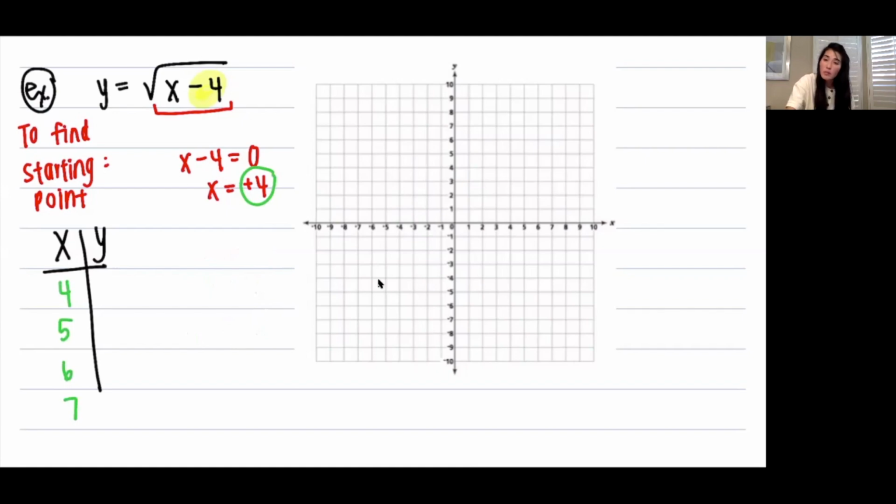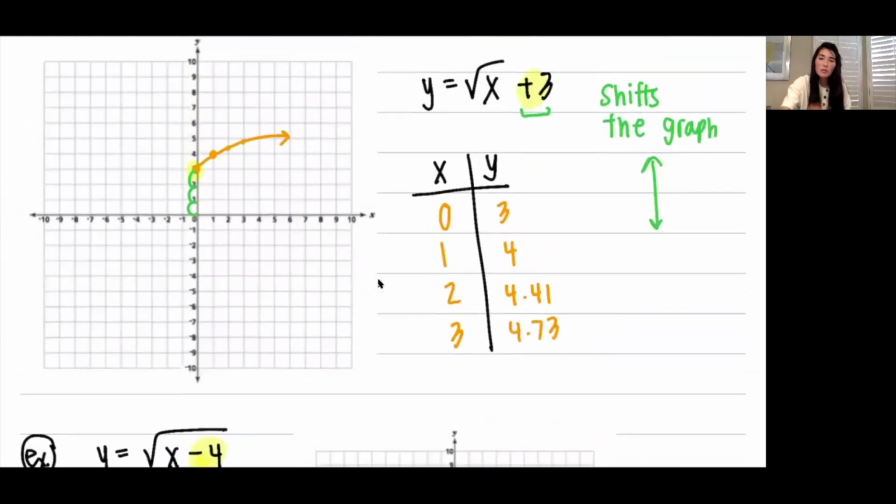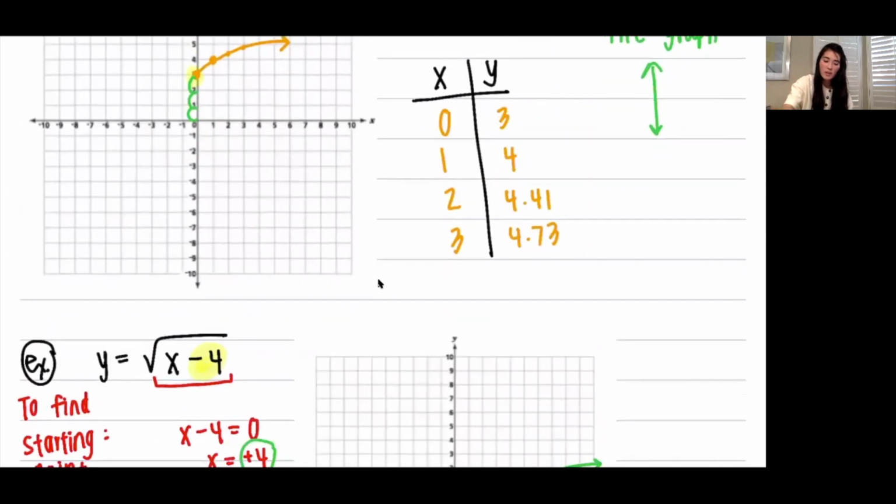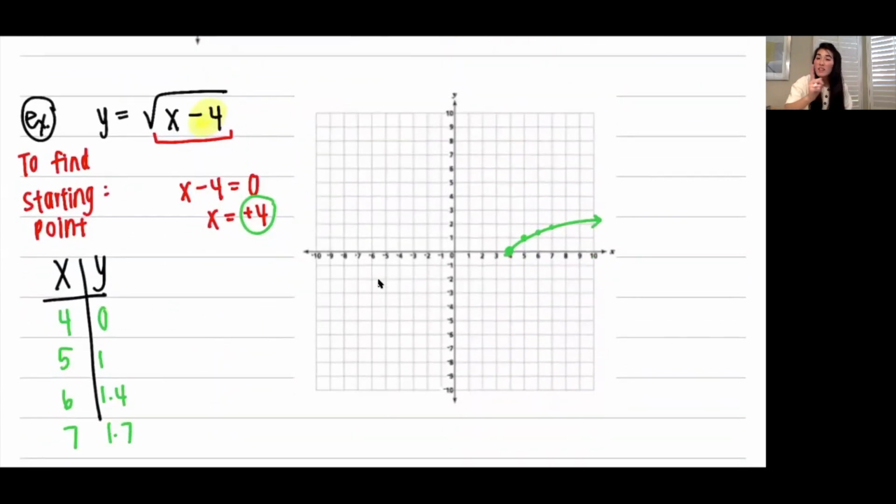All right, so same thing, we're going to plug in those numbers. For the sake of time, I'm giving you the answers. If I were to graph this, we have 4, 0; 5, 1; 6, 1.4; and 7, 1.2. So we get that same curve. The difference of this graph is it is starting at 4 versus starting at 0. Hopefully what you're noticing is it's shifted again, but unlike the previous problem where it shifted up and down, this one shifts left and right.